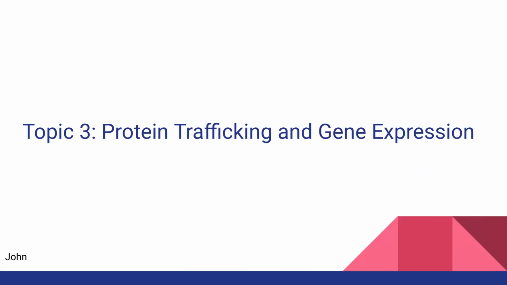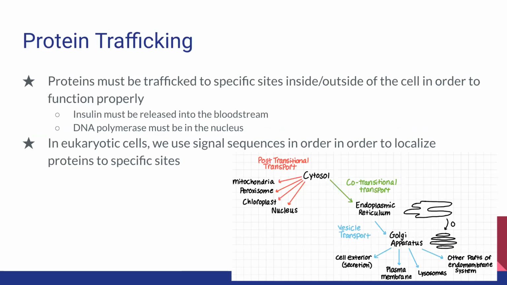All right, so now we move on to topic 3, which is protein trafficking and intro to gene expression. Okay, so starting off, protein trafficking. Proteins must be trafficked to specific sites inside and outside of the cell in order to function properly. For example, insulin is a hormone that will be released into the bloodstream, and DNA polymerase has to stay in the nucleus because it's going to carry out DNA replication.